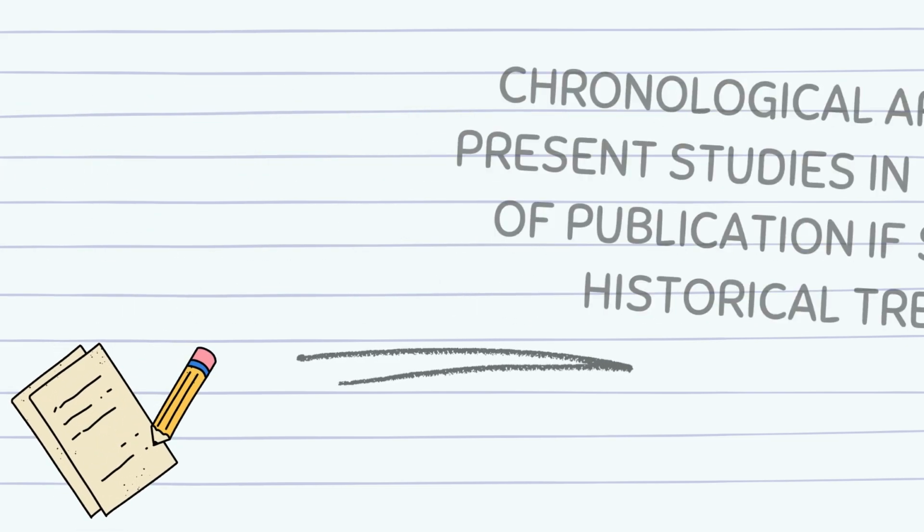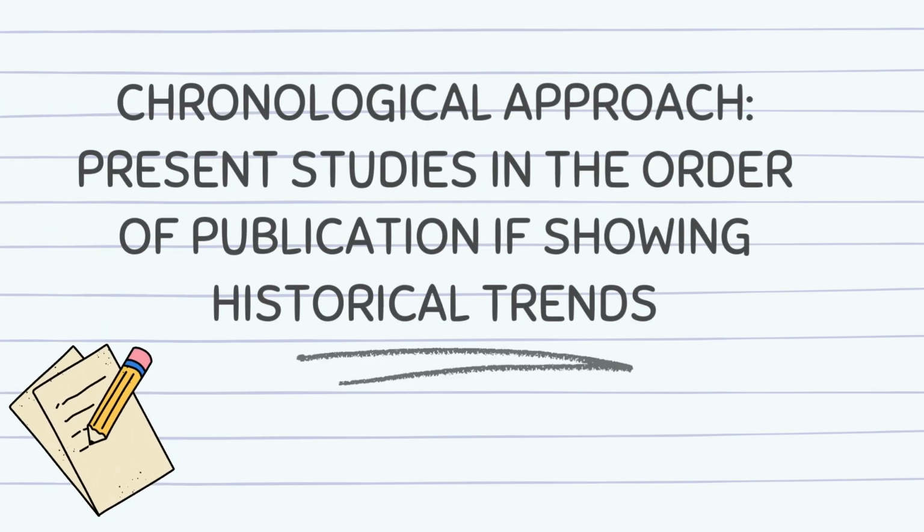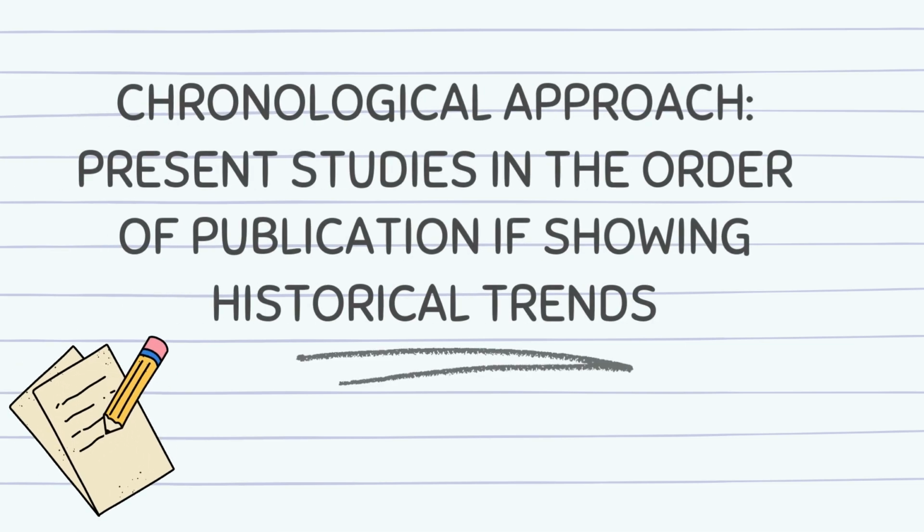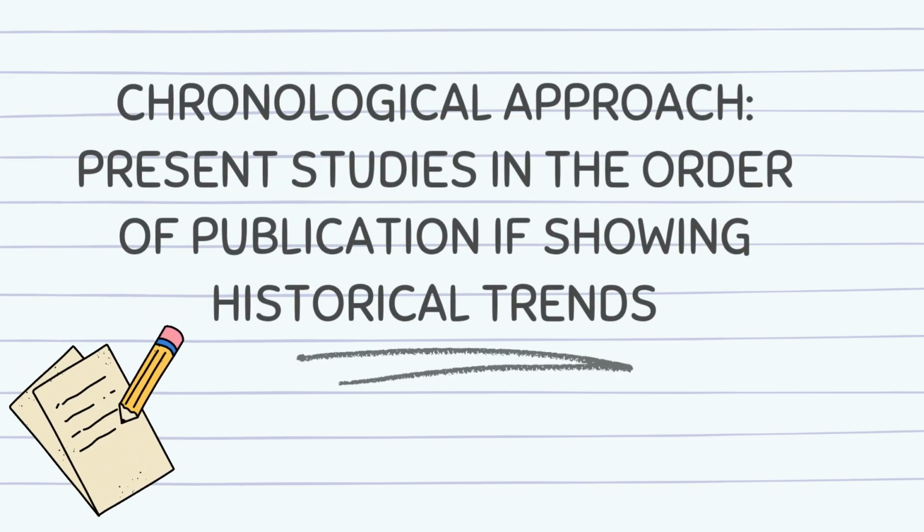Applying the chronological approach requires careful selection and organization of literature to ensure a logical and meaningful progression. The goal is not just to list studies in order of publication but to show how ideas and research findings have developed over time.